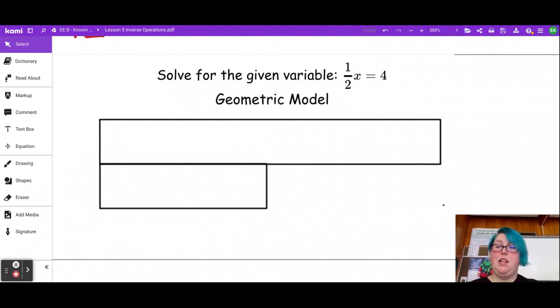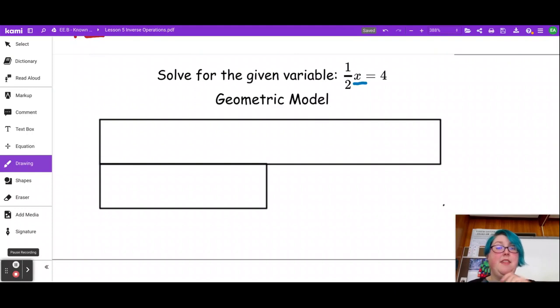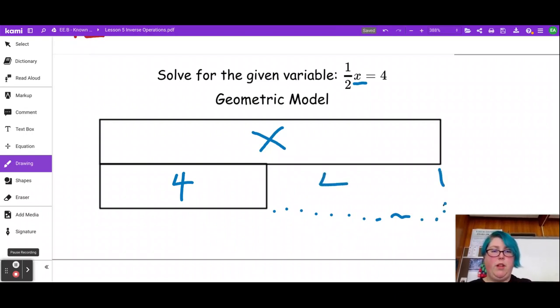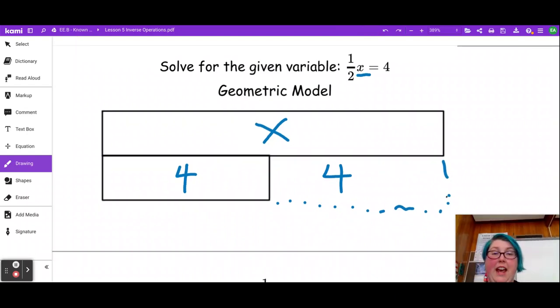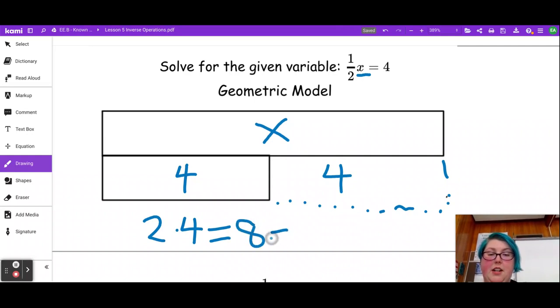1/2 times x equals 4. In this case, x has to be the biggest thing, because half of x is 4, or x divided by 2 is 4. So we want to know, what is this missing box? Well, we know it has to be 4, because if it's in half, there are 2 pieces that have to be the same because they equal the whole. And there are 2 pieces, each of them 4, which means 8. The answer is x equals 8.